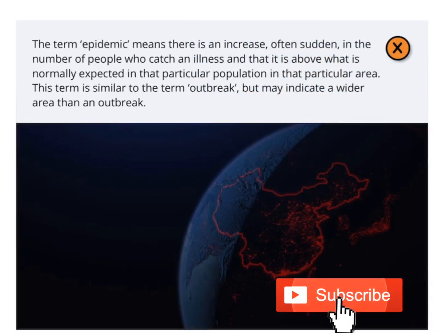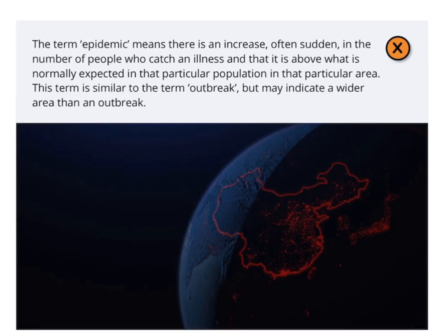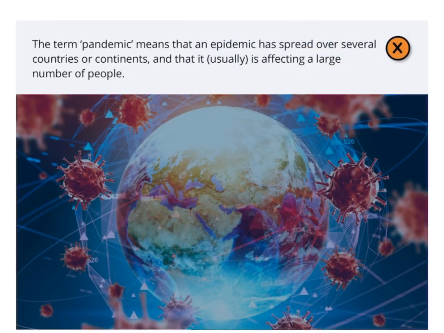The term epidemic means that there is an increase, often sudden, in the number of people who catch an illness, and that it is above what is normally expected in that particular population in that particular area. This term is similar to the term outbreak, but may indicate a wider area than an outbreak. The term pandemic means that an epidemic has spread over several countries or continents, and that it usually is affecting a large number of people.